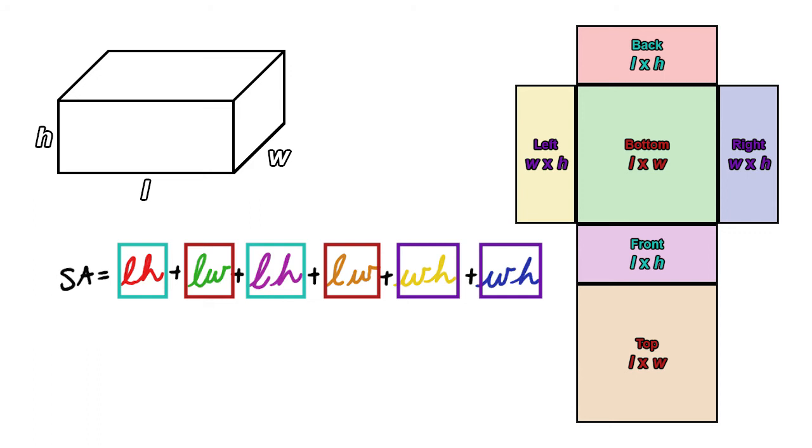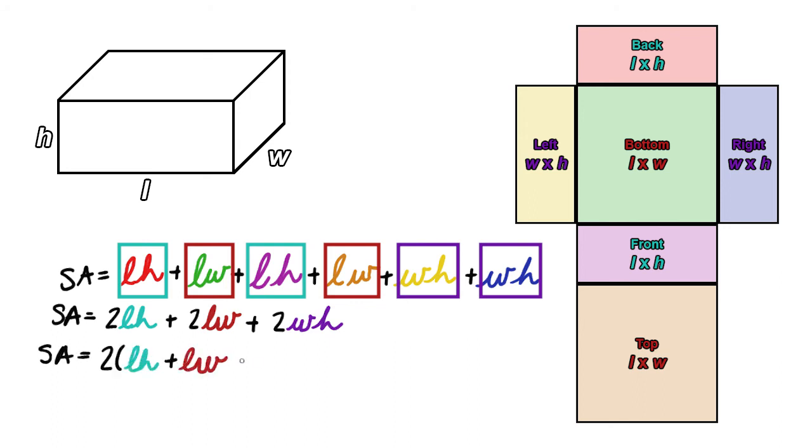Another way to solve for the surface area would be to take the dimensions for the front, top, and one side and multiply each by 2. The expression would be length and height times 2, plus length and width times 2, plus width and height times 2. Can this expression be simplified? Yes, each dimension was multiplied by 2. So the expression can be written as the sum of each dimension times 2.